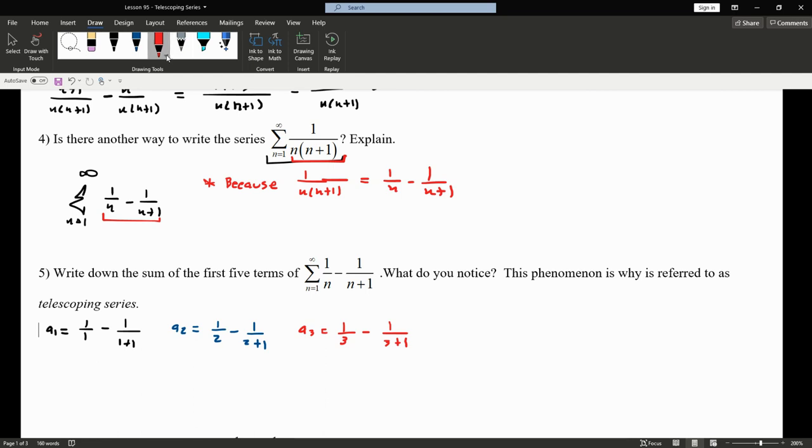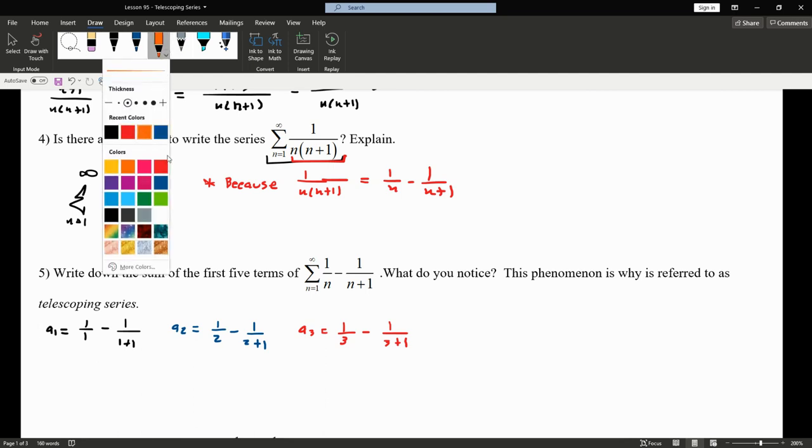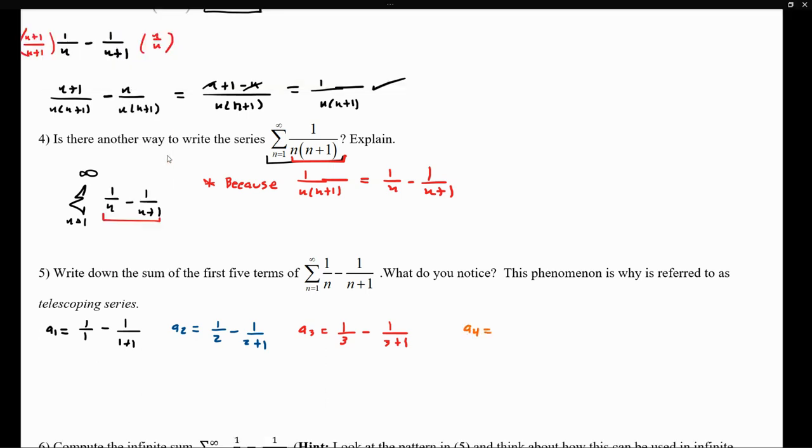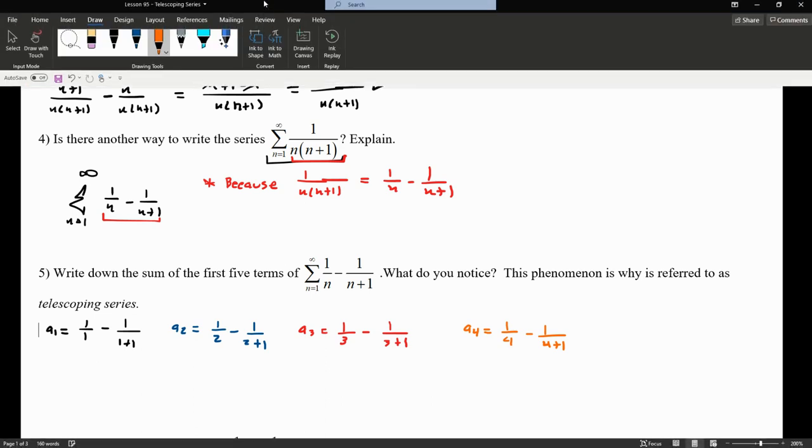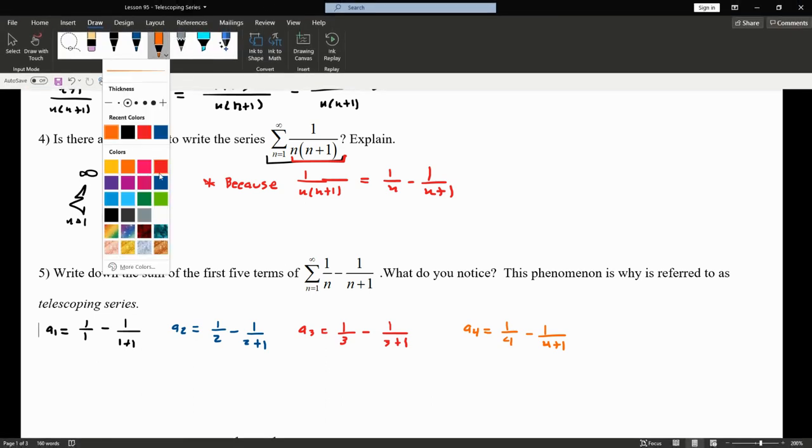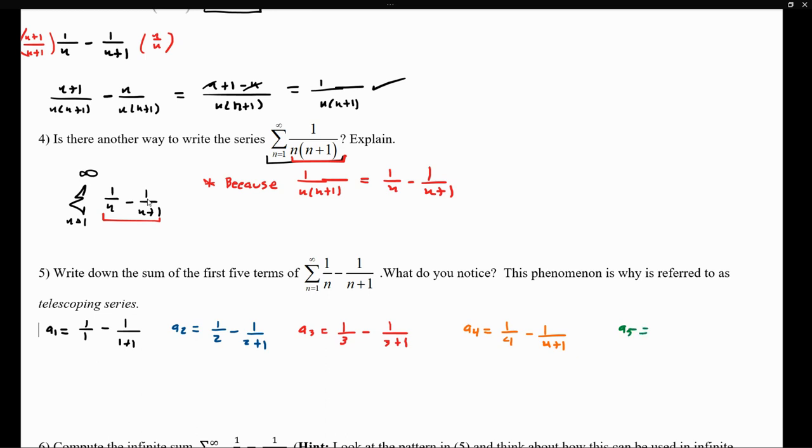Let's get another color here. The fourth term, 1 over 4 minus 1 over 4 plus 1. And lastly, let's do it in green. Let's get the fifth term. 1 over 5 minus 1 over 5 plus 1. So now, what would have happened if I would have added the first 5 terms?